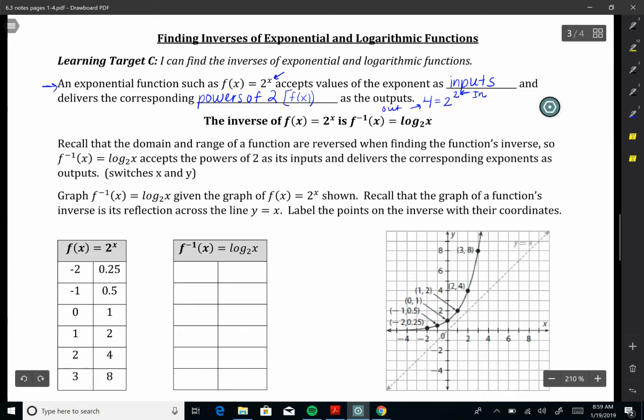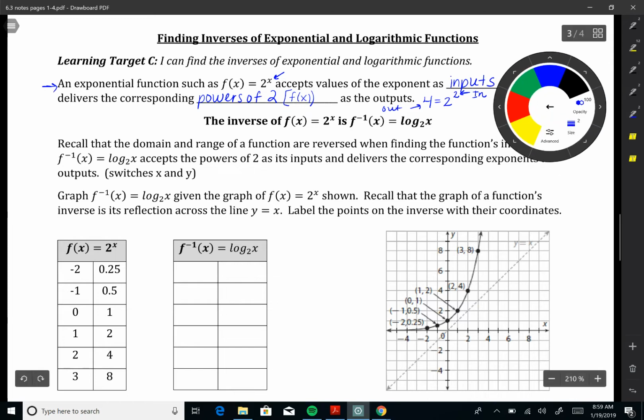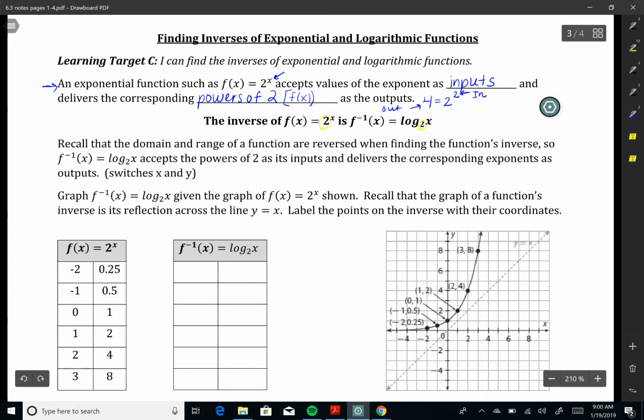The inverse of f of x equals 2 to the x is f inverse of x equals log base 2 of x. In our lesson, we talked about how the base always remains the same. The base in the exponential, in this case, is 2. That's what's being taken to the power, and that is also the base in the log. So it should be pretty simple to find inverses just based on that simple fact. The base remains the same. You just write it in either exponential or log form.